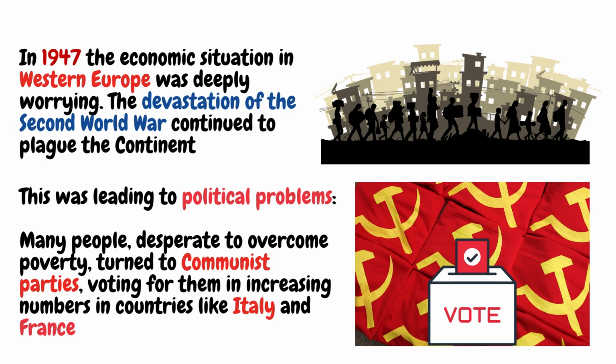In 1947, the economic situation in Western Europe was dire. The devastation from the Second World War continued to plague the continent, and that was clear in the East as well as the West. This was leading to political problems, so many people, desperate to overcome poverty and hunger, started to turn to the communist parties, and they started to vote for them in increasing numbers in countries like Italy and France. And there's a danger that through democracy, communist parties would be voted into government.